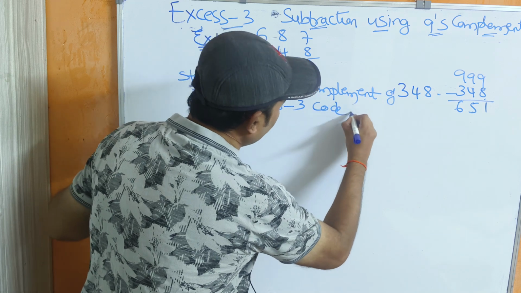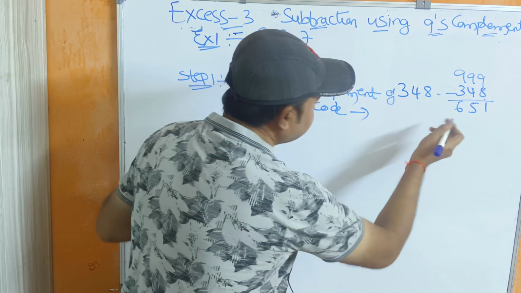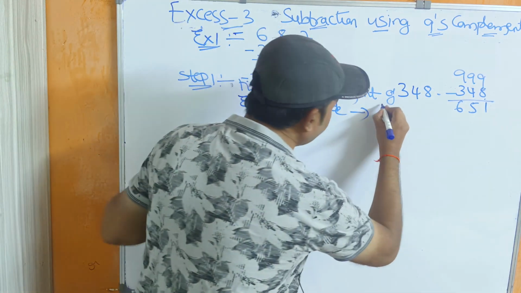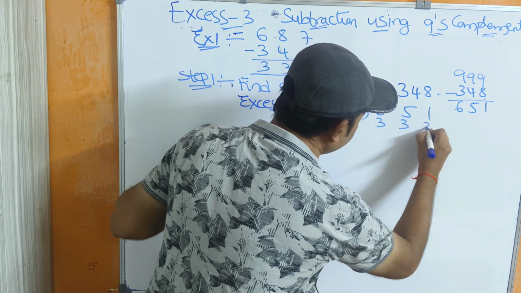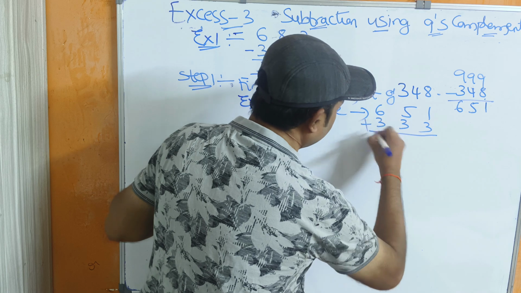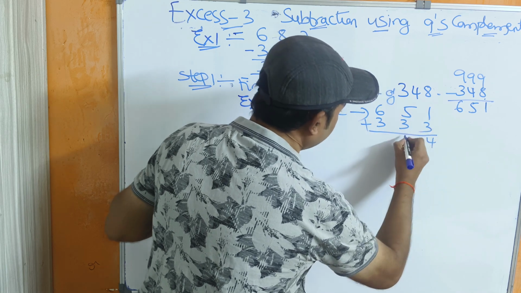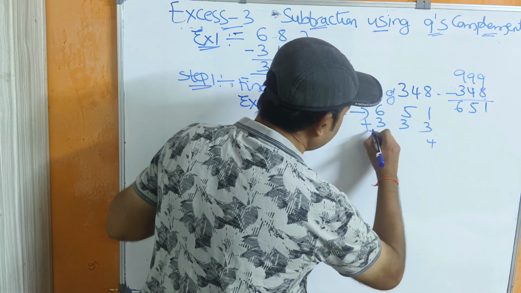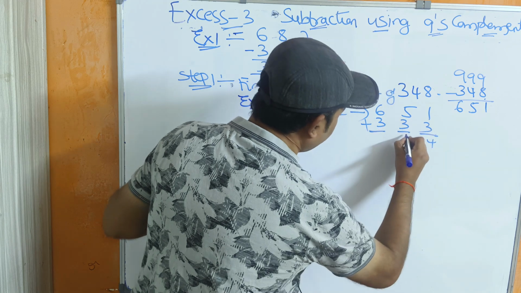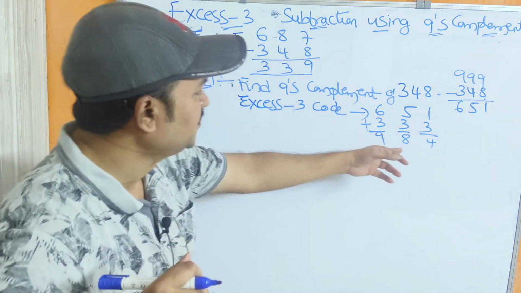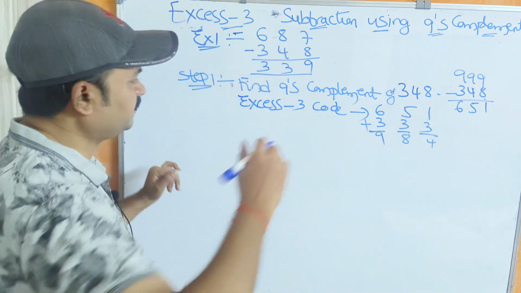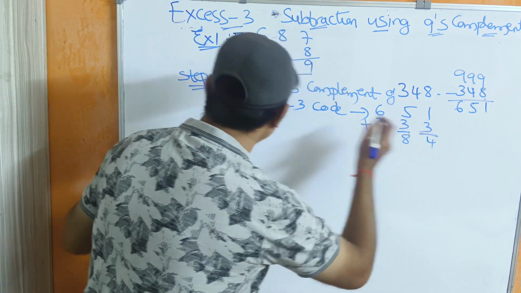The excess-3 code here means we have to add 3 to it. So 651. 1 plus 3 is 4. 5 plus 3 is 8. 6 plus 3 is 9. So we get 9, 8, 4. This is step 1.